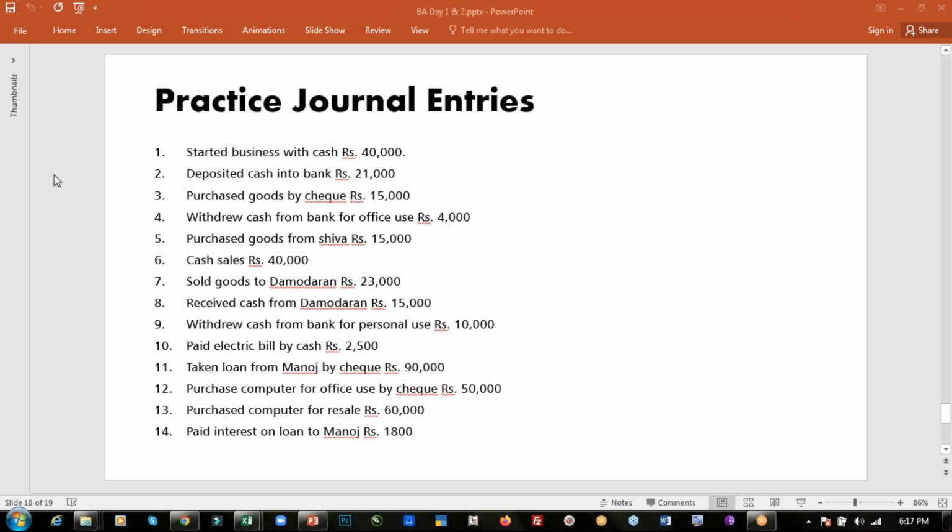Amisha, we don't debit the drawings here because they are not withdrawing for personal use. They are withdrawing for the office use. Drawing only comes when the amount is withdrawn for personal use.